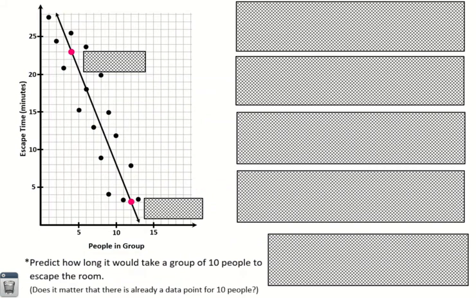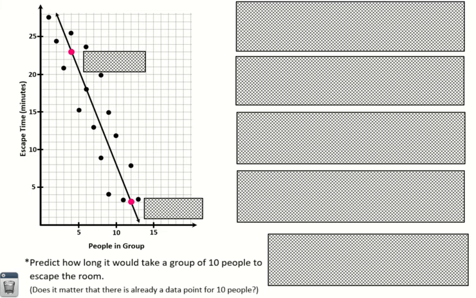So here's the paper that you have. In class, I hope you probably tried these first. This one is about the number of people in a group compared with the escape time for an escape room. The question is, predict how long it would take a group of 10 people to escape the room.